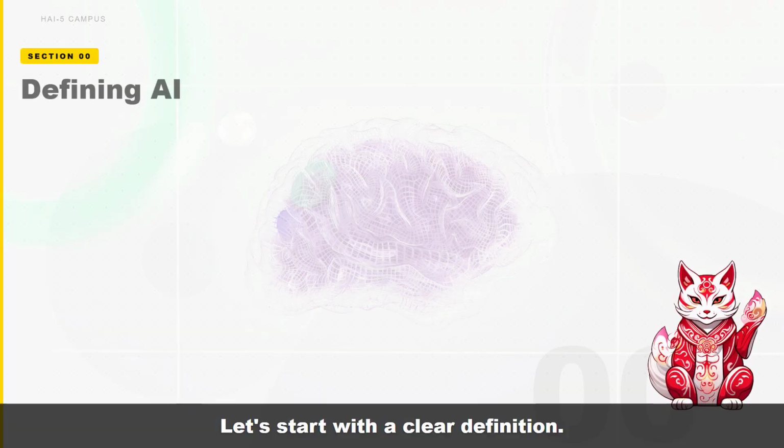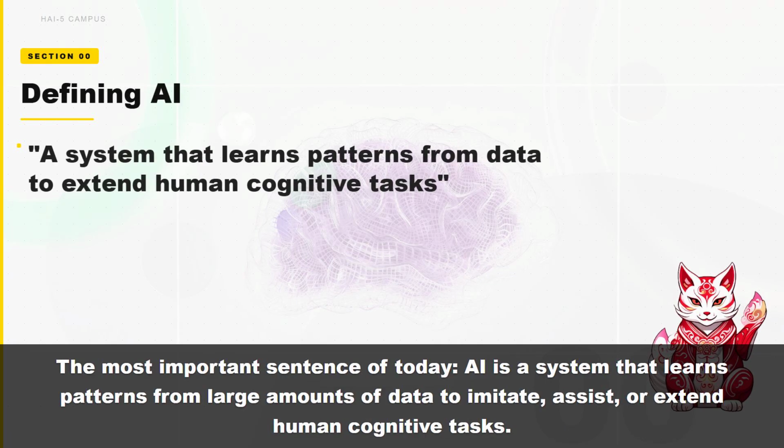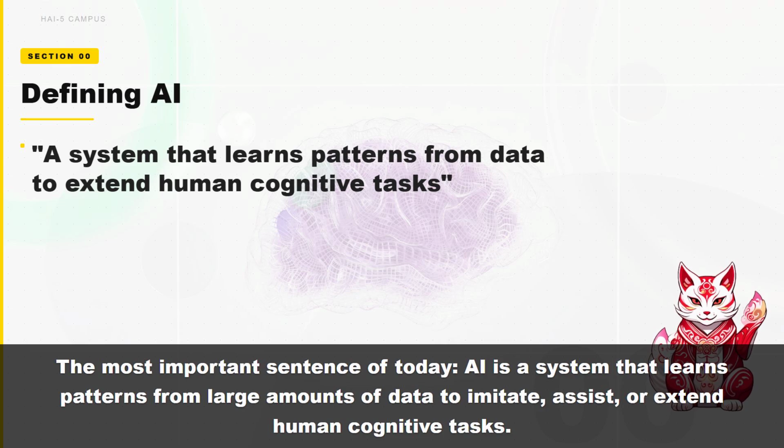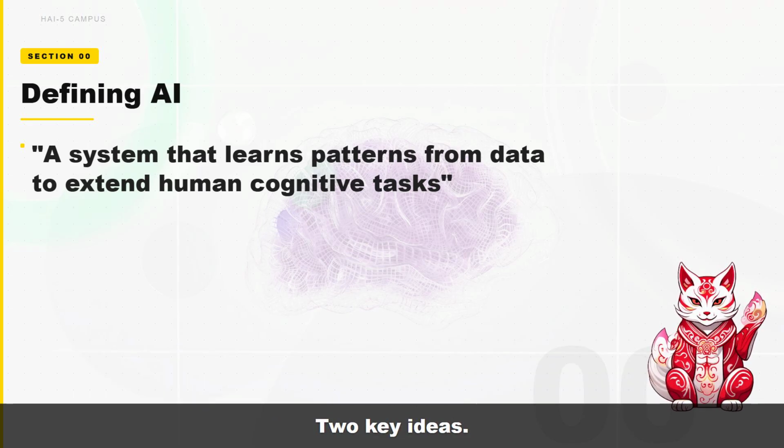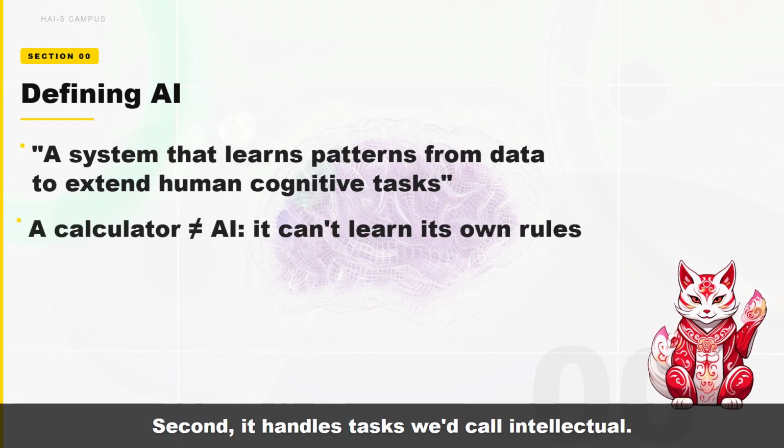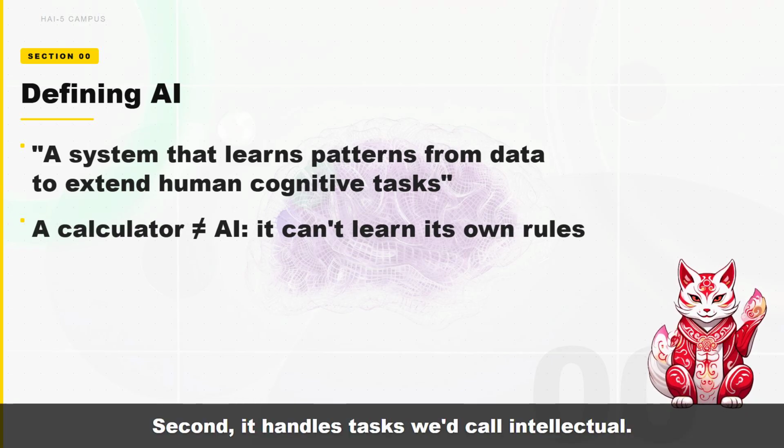Let's start with a clear definition. The most important sentence of today: AI is a system that learns patterns from large amounts of data to imitate, assist, or extend human cognitive tasks. Two key ideas. First, it learns its own rules. Second, it handles tasks we'd call intellectual.